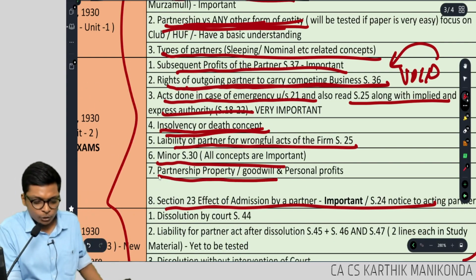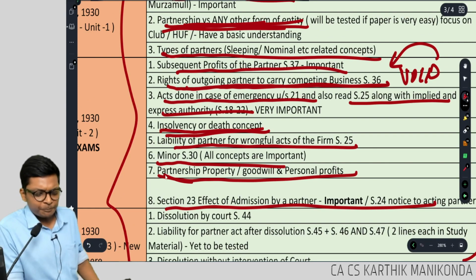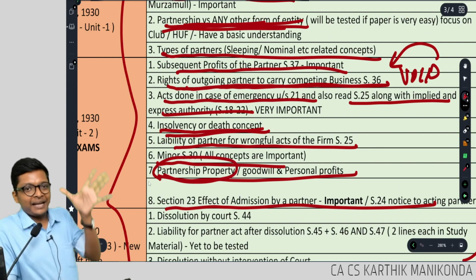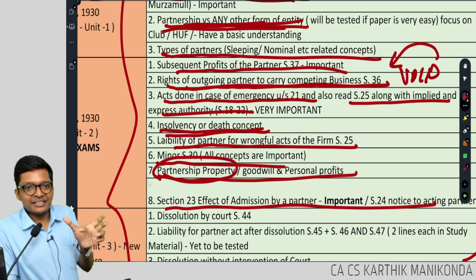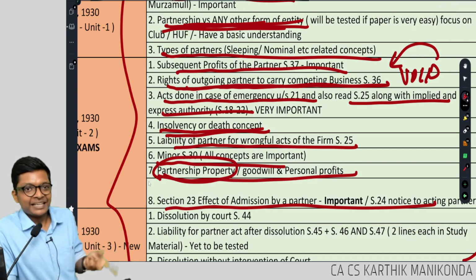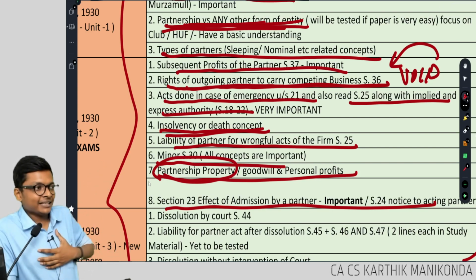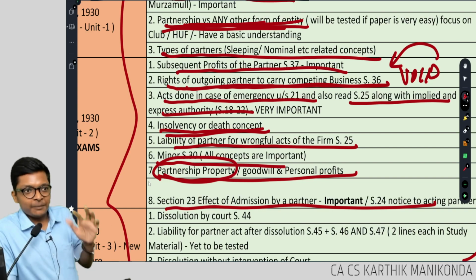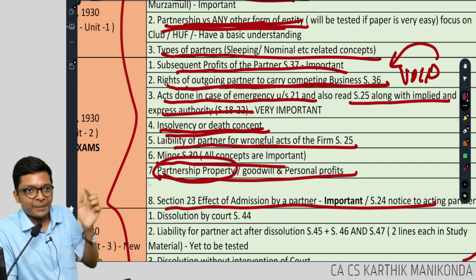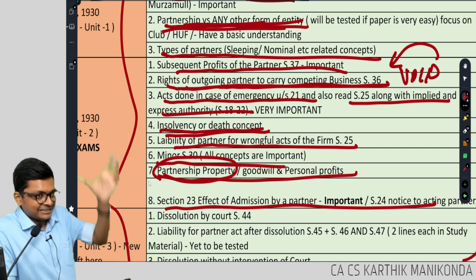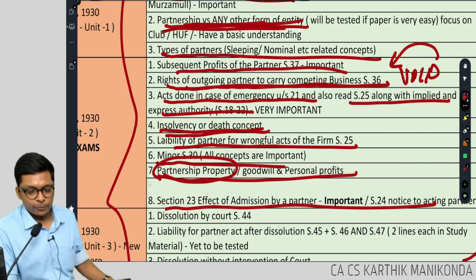Only one more point in unit 2, then unit 2 gets over. What is partnership property? In the partnership books of accounts, whatever is there in the balance sheet asset side is partnership property. Whether it's given by partners, bought by the partnership itself, or came by gift, I don't care. Asset side of the balance sheet is partnership property.